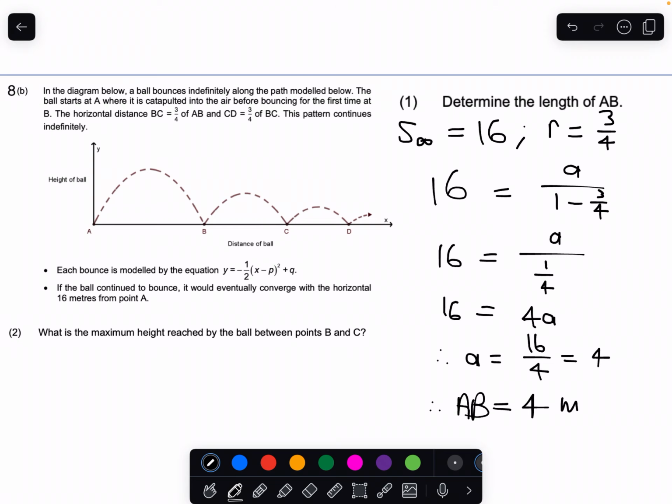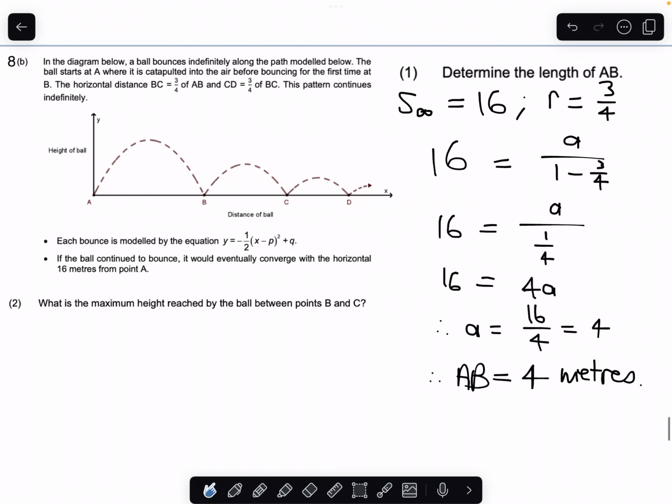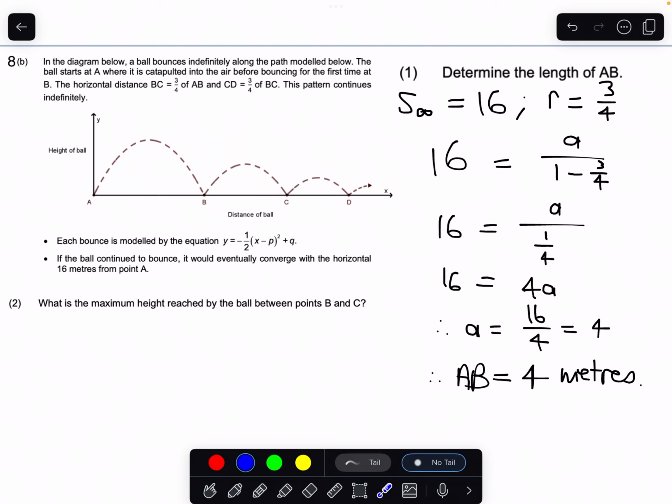Okay, so that is that first answer. The second one says, what is the maximum height reached by the ball between points B and C? So we're looking for the turning point of this parabola. So we need to know its equation, right? We've been told that, yeah, we have that.